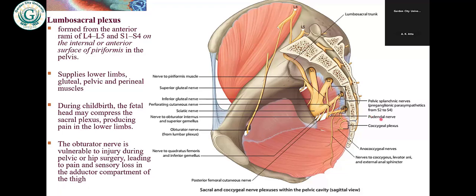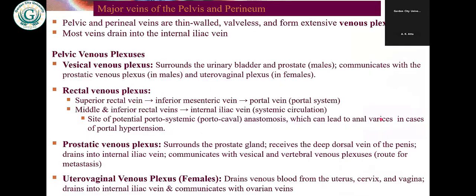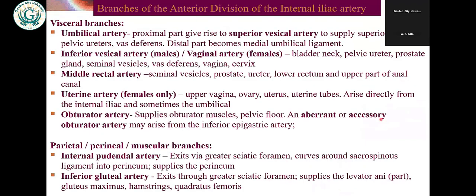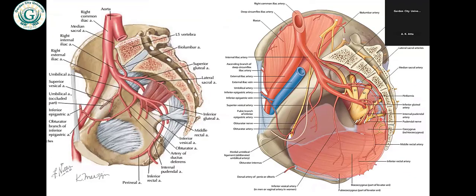And I told you that the pudendal nerve runs with the internal pudendal artery, which is the artery to the perineum. Okay, so here you can see the internal pudendal artery and you can see the pudendal nerve. So the nerve to the perineum is the pudendal nerve, and the artery to the perineum is the internal pudendal artery.